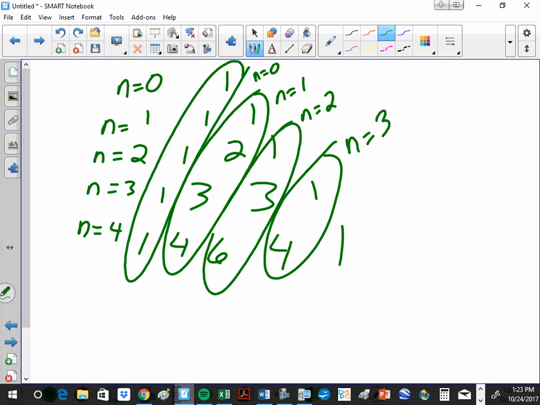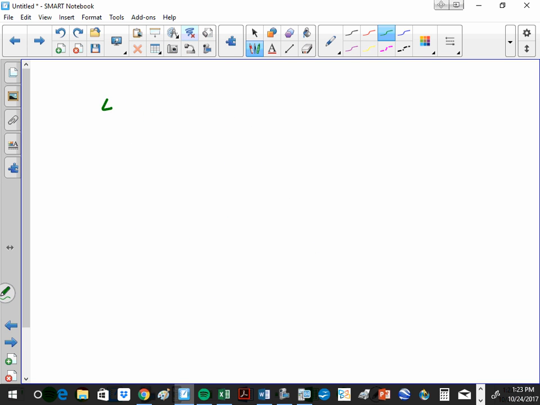So every once in a while, instead of doing the entire binomial expansion, you'll focus in on one term. So let's say that I had 4x minus 3 to the 12th. How long is that going to take me to figure out? A lot. So instead of figuring all of it out, let's just find the term when n equals 4.